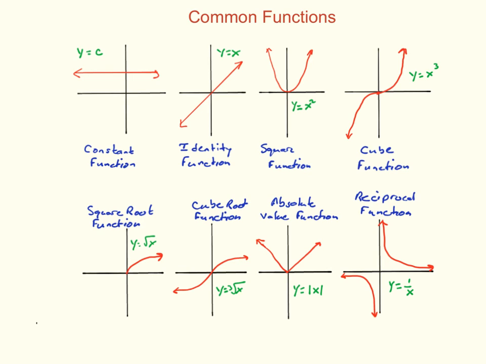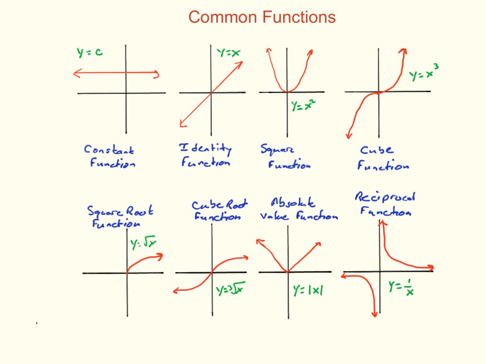The square function is a parabola, y equals x squared. And the cube function is where you have y equals x cubed, and it has this shape here. The next one you have down over here is the square root function, y equals the square root of x. It has that shape. Notice that the square root just stops there.